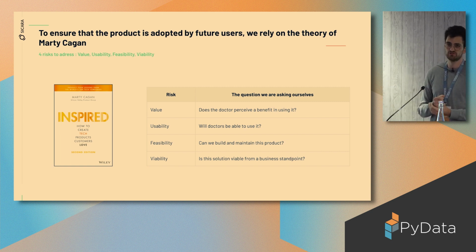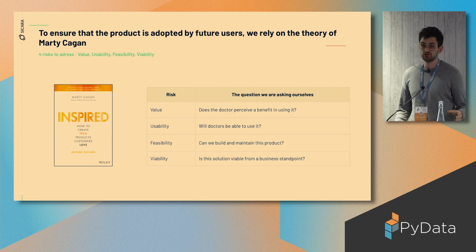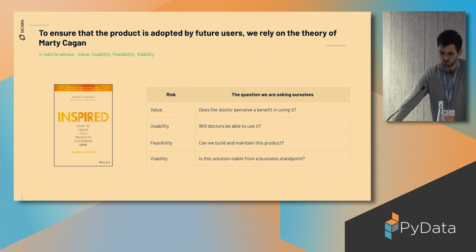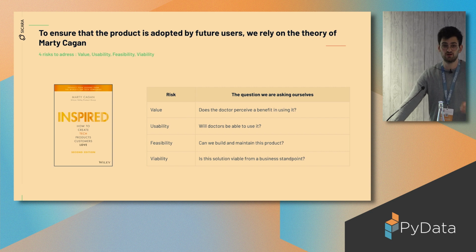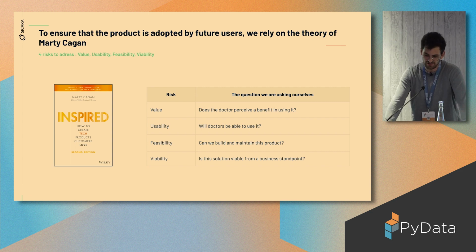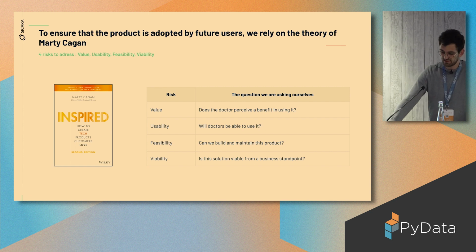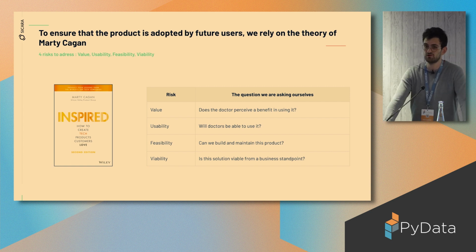One is on value. So in our case, will a doctor perceive a benefit using our product? One is on usability. Will a doctor be able to use it? Will they understand how to use it? One is on feasibility. Do we have the right skills and the right budget to build what we want to build? And viability, the business plan. Is this solution viable for a business?